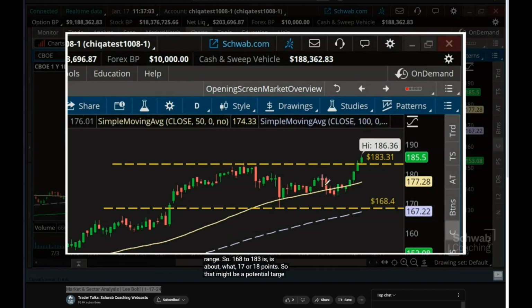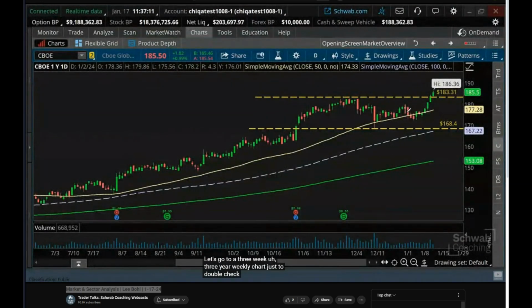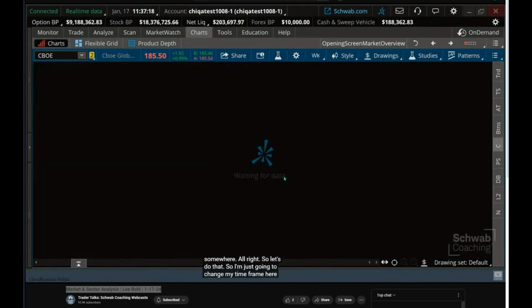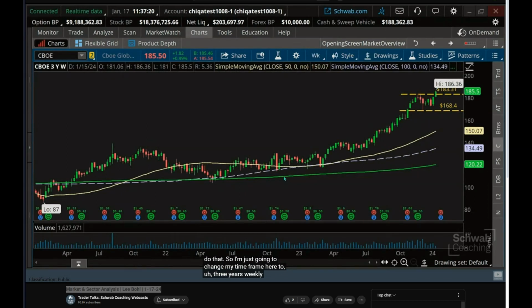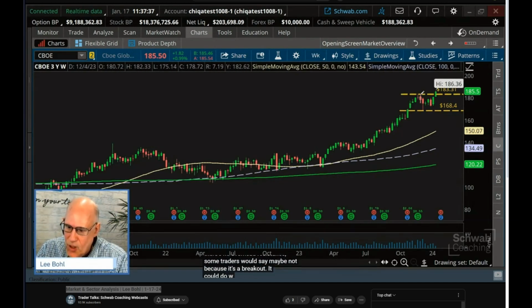Other traders take the view, let's go to a 3-year weekly chart just to double check that there's not longer term resistance up there somewhere. All right, so let's do that. So I'm just going to change my time frame here to 3 years weekly. And we see that there is no overhead resistance. So the question becomes, for some traders, would you put in a target if there's no overhead resistance? Some traders would say maybe not, because it's a breakout. It could do what this did when it broke out, just kept going.